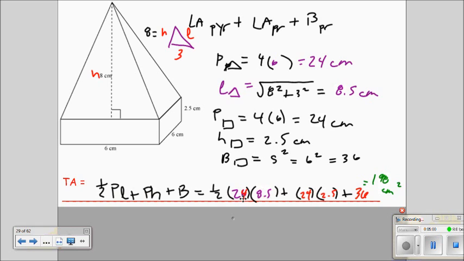So that's 1/2 times 24 times 8.5 because the perimeter was 24. The slant height was 8.5. Plus, again, my perimeter was 24, but the 3D height of my prism was 2.5. Plus the base area of my prism, which again was 36. I've typed all of this into the calculator together, slowly and carefully, to make sure you don't forget anything. And when done correctly, I got 198 centimeters squared.